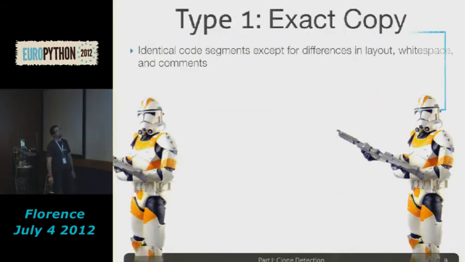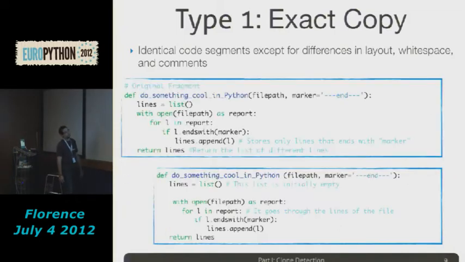Anyway, so, type 1 clone, exact copy. Identical code segments except for differences in layout, white space, and comments. So, that was the example. This is the original fragment, and this is the clone. So, a new line here, different comments, but the code is exactly the same.